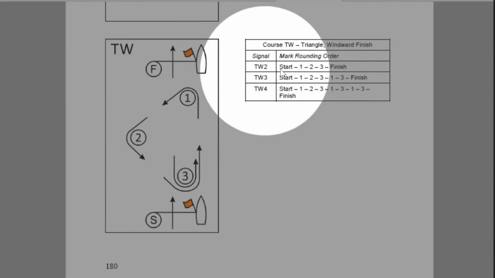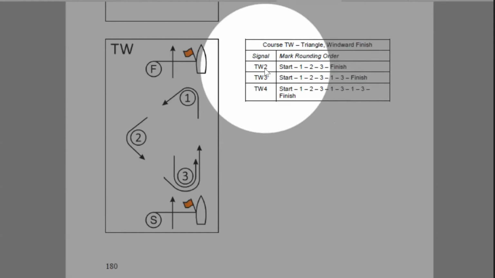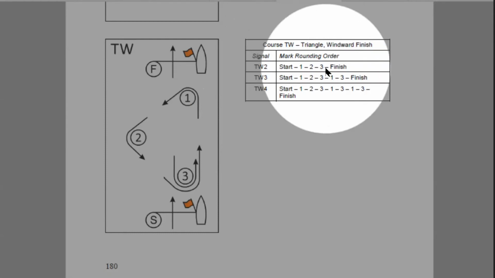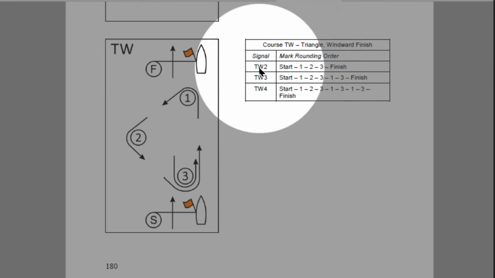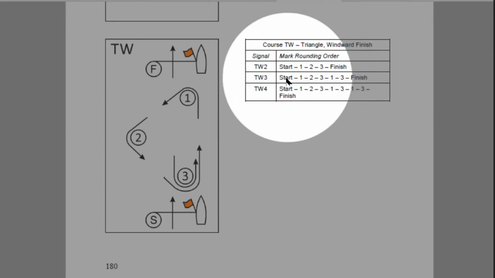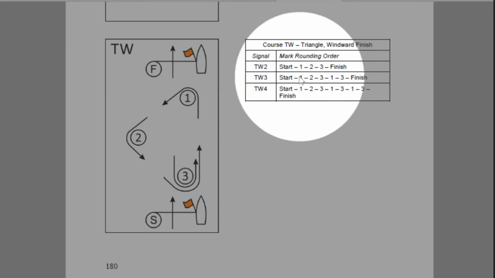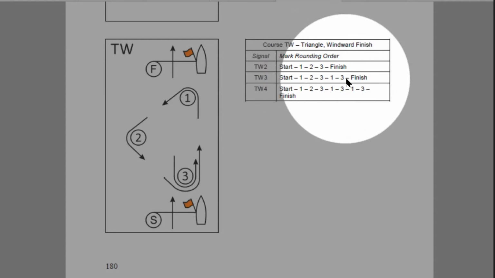well, the TW2, well, boy, here's one that's strange. It's marked TW2, but it's 1 time around each mark. How's that for inconsistent? So TW2 is a standard triangle with an upwind finish. The TW3 is what we would call an Olympic course. 1, 2, 3, 1, 3, finish.